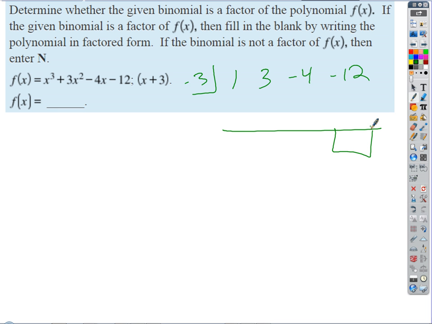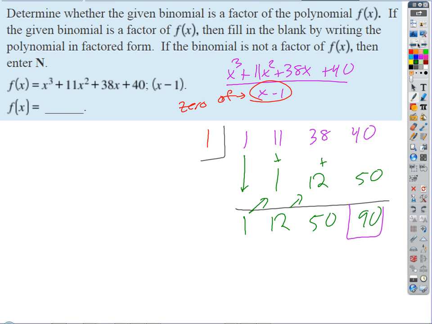So f of x is just this whole function, right? Then with the last one, how is that 90? Well, in the last one, we just did this quotient to see if x minus 1 divided evenly into f of x, and it didn't, because we got a remainder. So we don't even need to write out what this is. We just needed to see if we got a 0 in the remainder box, and we didn't. So it's not a factor, so N was the answer.